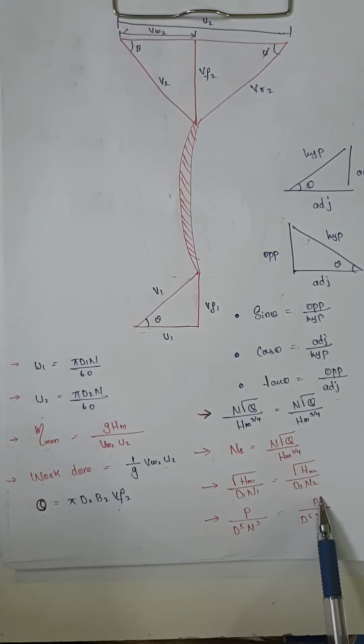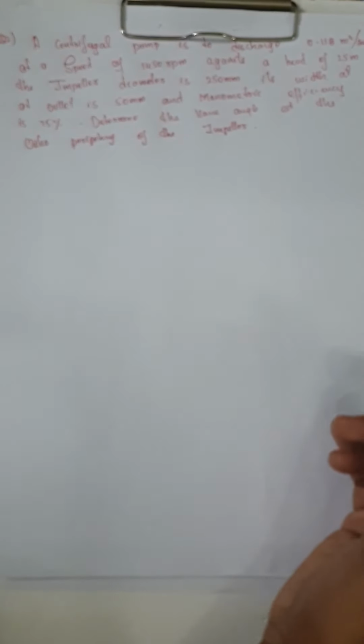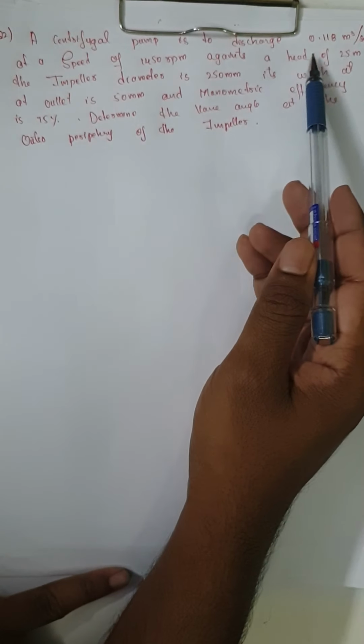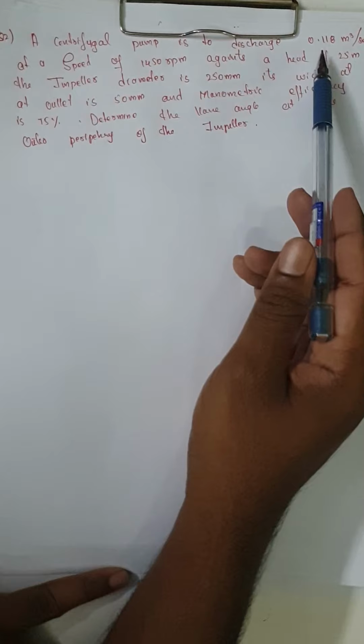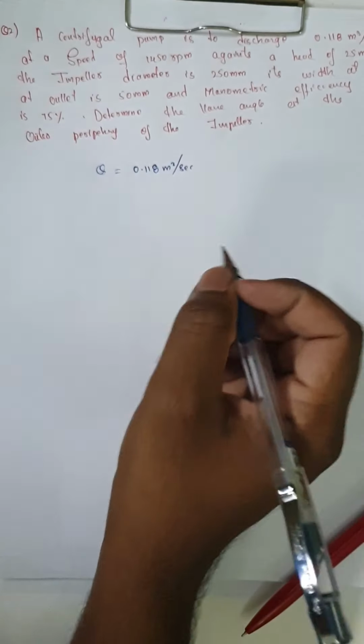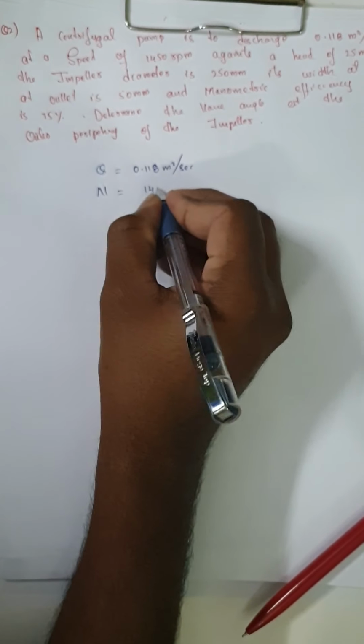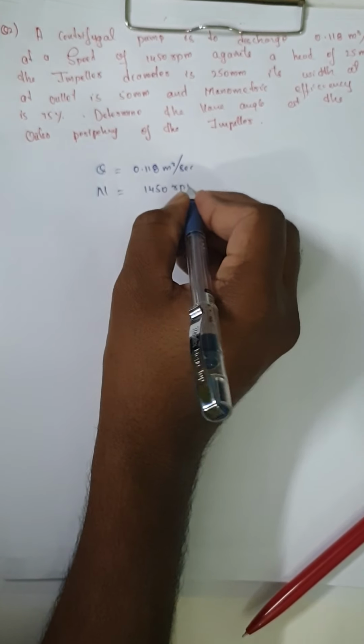Now we'll go for the centrifugal pump problems. Now we'll refer to the problem. In this question, what is given? A centrifugal pump is to discharge a value that is given, so first you have to write the discharge value. Discharge is equal to 0.118 meter cube per second. This discharge is given at a speed, meaning N is given. N is equal to 1450 rpm.